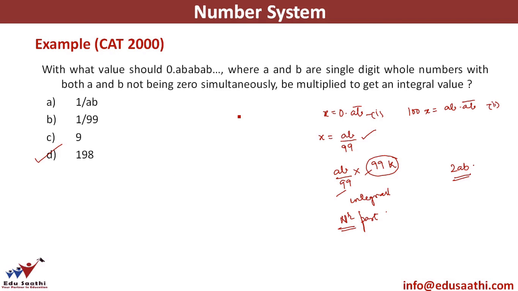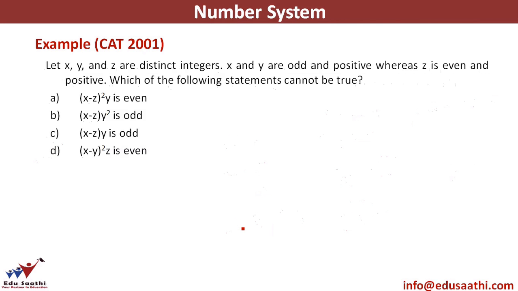Now if you have to take it with an example, you can take x equal to 0.23 bar, or x equal to 0.30 bar, or x equal to 0.03 bar. So this will be 0.030303. In all of these cases, I will have 23 over 99, 30 over 99 and 03 over 99 as my fraction form.